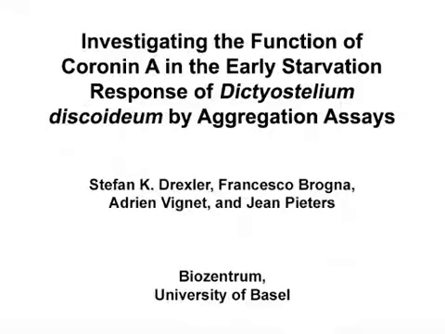The overall goal of this experimental procedure is to investigate the Coronin A-dependent early starvation response of Dictyostelium discoideum. This method can help answer key questions in the field of developmental biology, such as the identification of signaling pathways and factors involved in the early development of Dictyostelium discoideum.